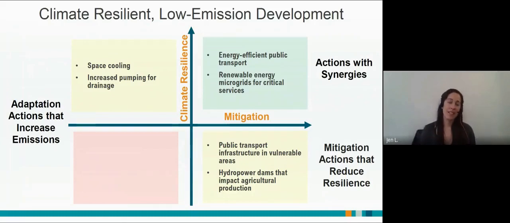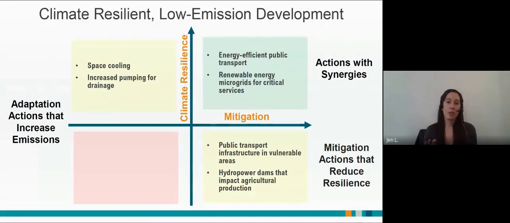So here on this slide, and I just made this last night, I'm showing two axes. Going across the middle, the x-axis is a mitigation axis. So improved mitigation impacts working their way towards the right. Climate resilience on the y-axis, improved climate resilience working its way up. And the quadrant in the upper right-hand corner, the green quadrant, represents actions that are synergetic. So actions that both improve resilience and mitigation outcomes. So examples of that might be something like energy efficient public transportation or renewable energy microgrids for critical services. So hospitals, water treatment and sanitation, instead of using diesel generators. So now we have a synergistic relationship between those two.